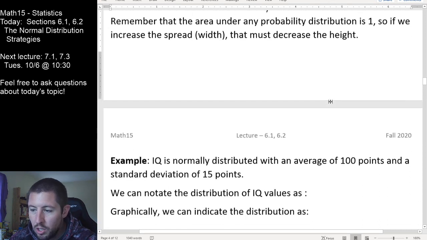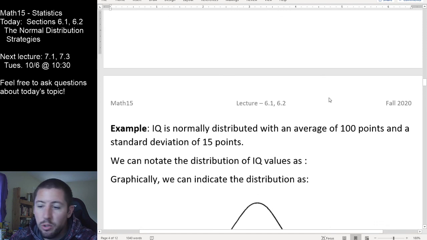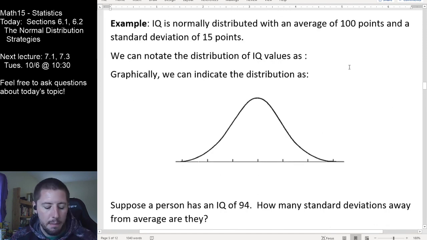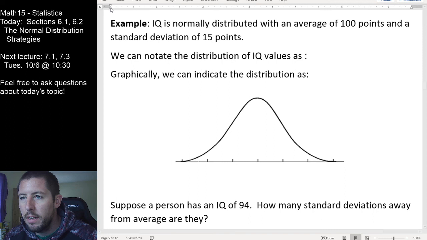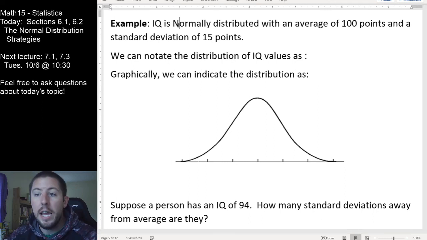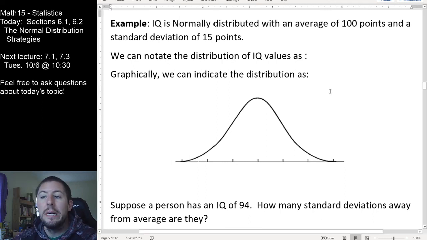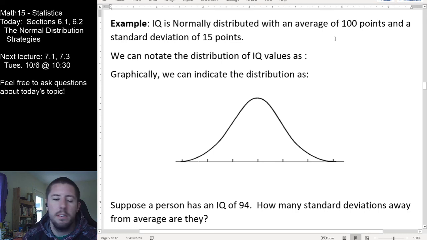So let's take a look at an actual example here. Rather than just using mu and sigma everywhere and just using our notation everywhere, let's look at an actual example. So IQ is, keep on missing capitalization, IQ is normally distributed with an average of 100 points and a standard deviation of 15 points.